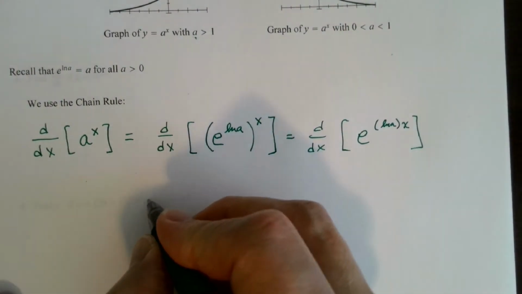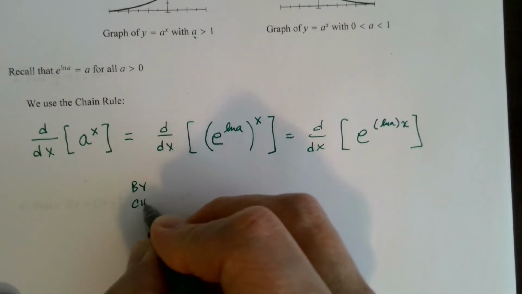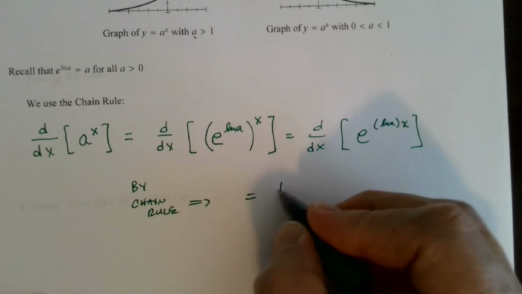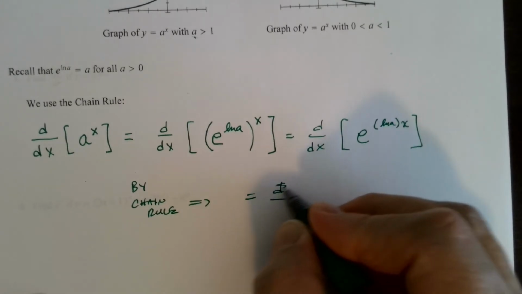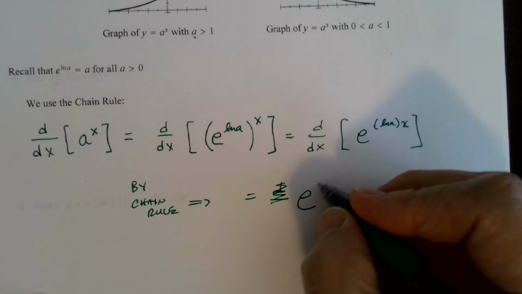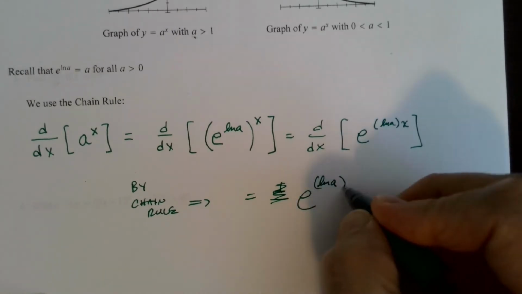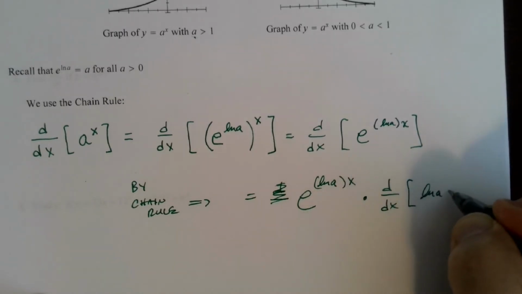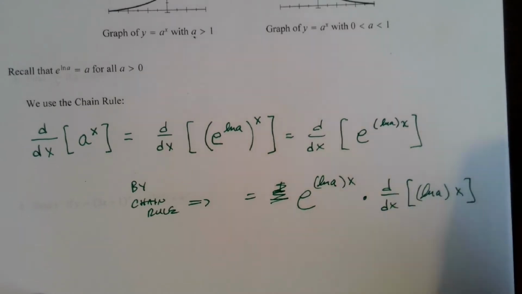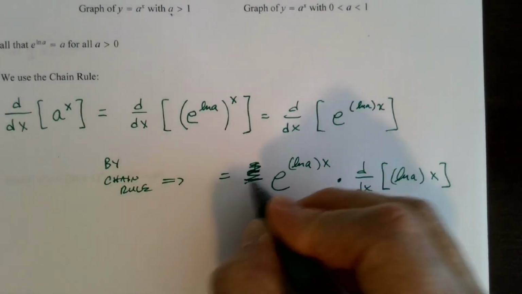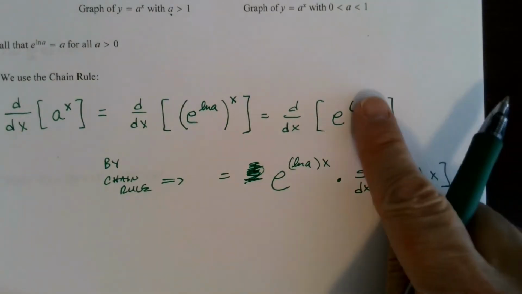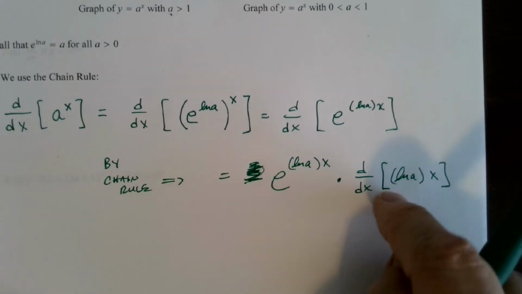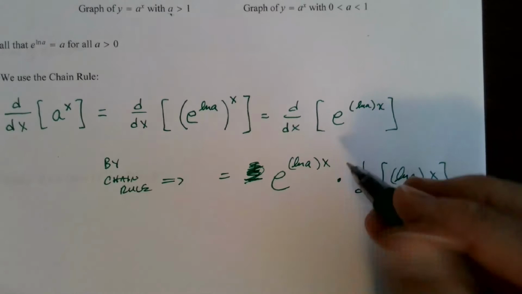So it's by chain rule, right? We have that this is equal to the derivative of e to the u, the derivative of the outer function. And what is u? It's the natural log of a times x, times the derivative with respect to x of that inner function. And that's the chain rule. So the derivative of the outer function, e to the u, derivative of e to the u is e to the u, where u is natural log of a times x. Chain rule says times the derivative of the inner function, the derivative with respect to x of u. So the question is, what is this?